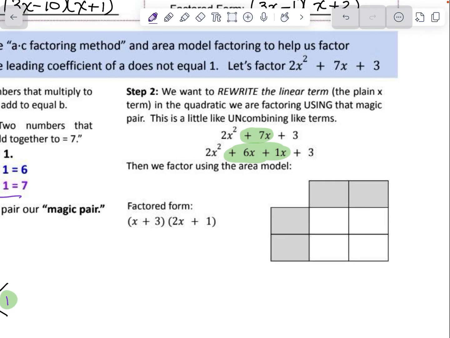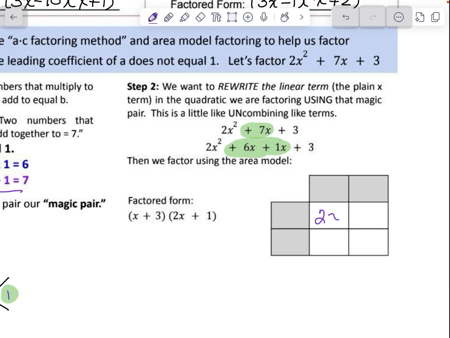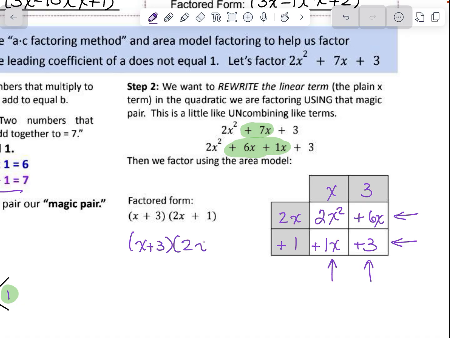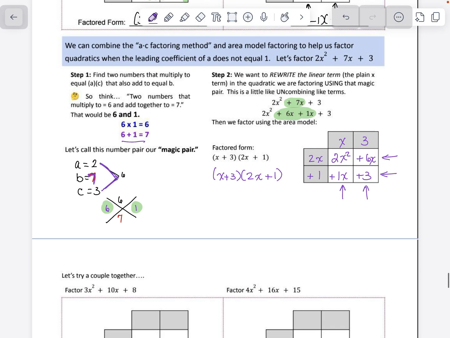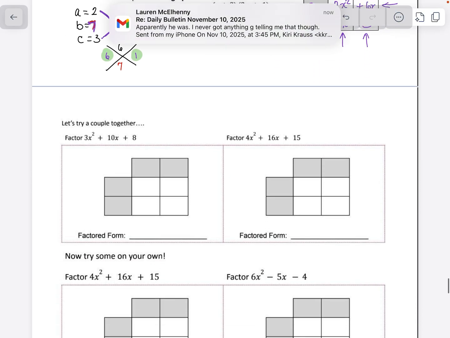Now we have 4 terms, and now we can fill in our area model just like we did a minute ago. And then we look to see what that row shares, this row or column, and this column. And so the factored form is x plus 3 times 2x plus 1. So again, we're combining the AC method that we learned on day 1, two numbers that multiply to give us A times C that add to give us B, and combining that with the area model or factoring by grouping to factor that quadratic with the leading coefficient that is not 1.